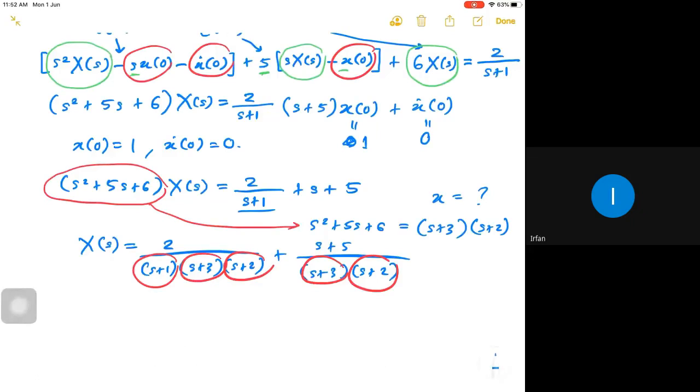So right now we can use the cover up rule. Okay. I want to teach you how to use cover up, but I'm not sure whether I have time for that. Actually, for the cover up rule, what I do is for the first fraction, I will just cover this one. And I know that if this S is equal to negative 1, I will get 0 over there. So I just cover that one. And I will replace the other S with negative 1. So I will get the value of the first constant.